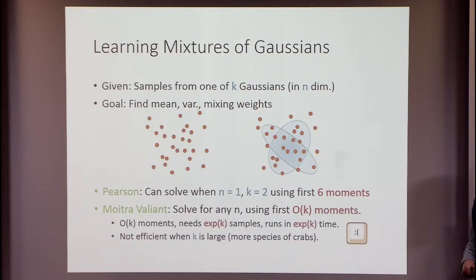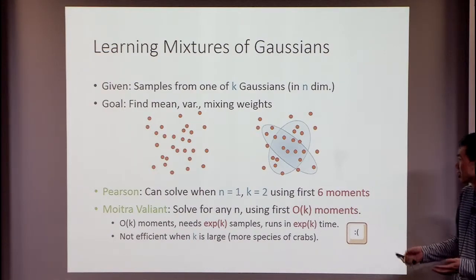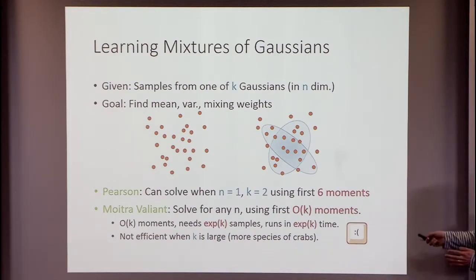Say if there are 10 different kinds of crabs that we cannot distinguish, then if we want to distinguish them using this algorithm, maybe we need to catch all of the crabs in the world, and we still don't have enough samples. So the crabs are not so happy about that.